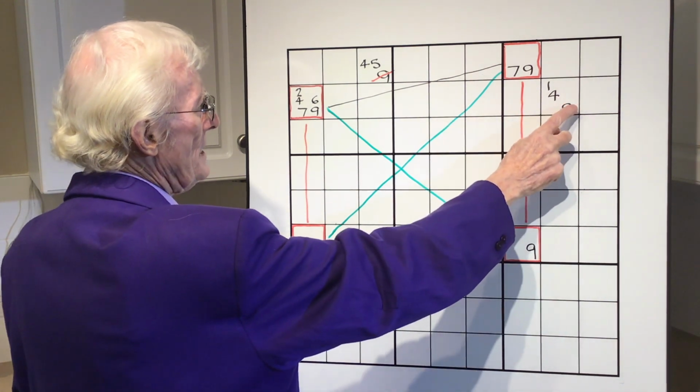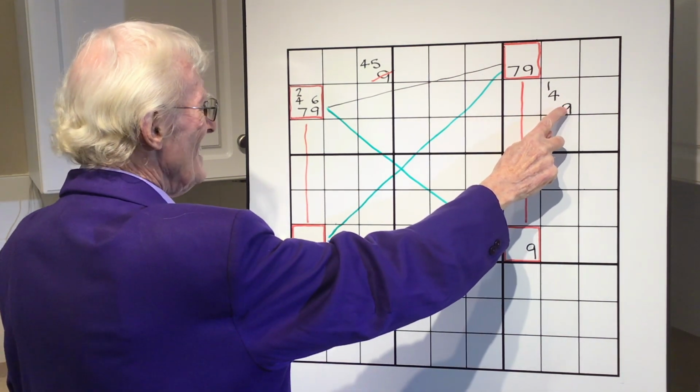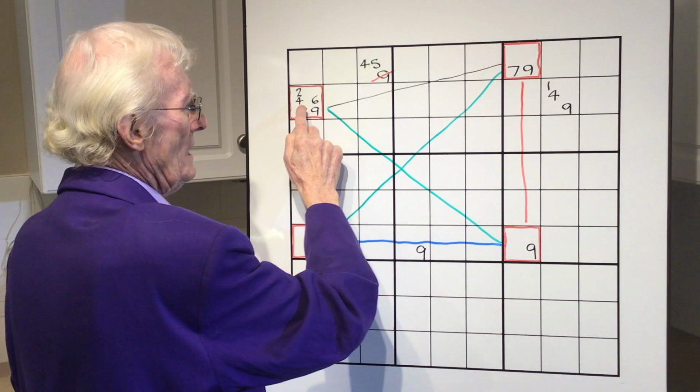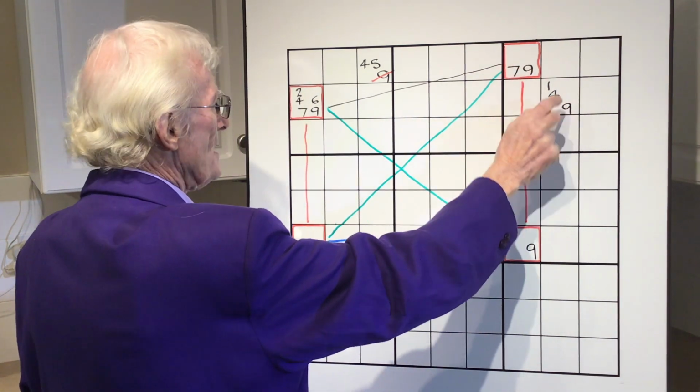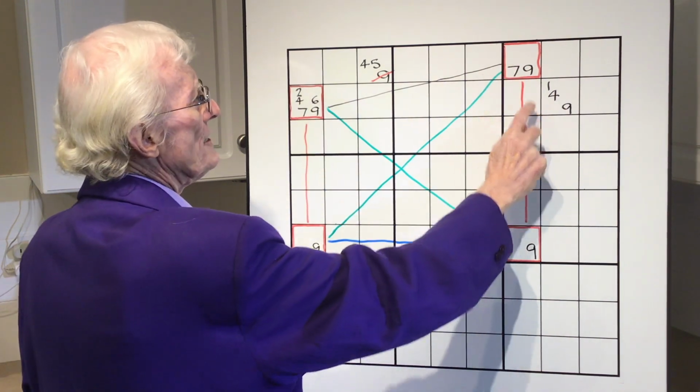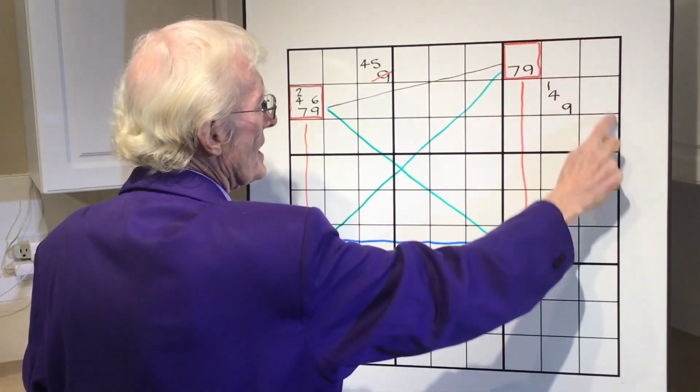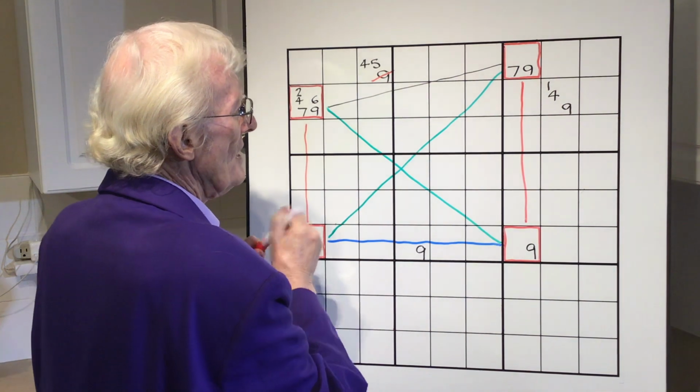Take this 9 here. It can see this corner of the building. It can also see that corner of the building. You can see both corners of the building, and you can see this one because it's in the same block. So we can get rid of that 9.